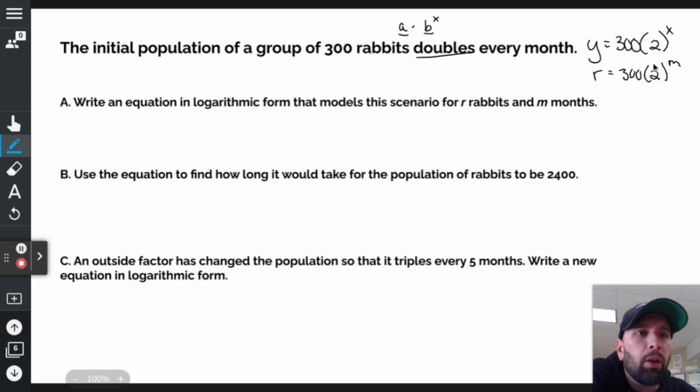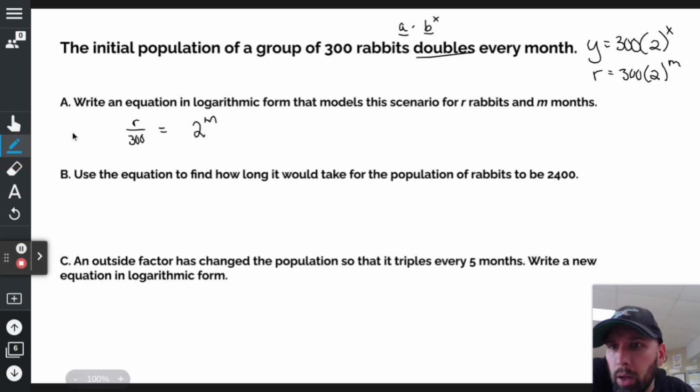Write this out in logarithmic form. Well, if I want to write this out in logarithmic form, first off, I need to get the exponent by itself so I can take the log base 2 of it. So if I divide both sides by 300, I get r over 300 equals 2 to the m power. If I want to log this, I'm going to log both sides, and I'm going to make sure I log base 2 both sides.